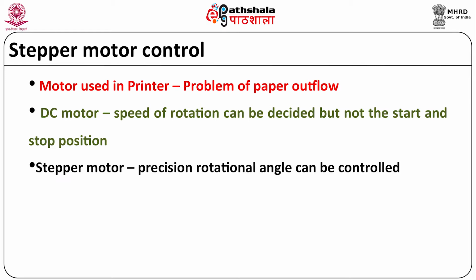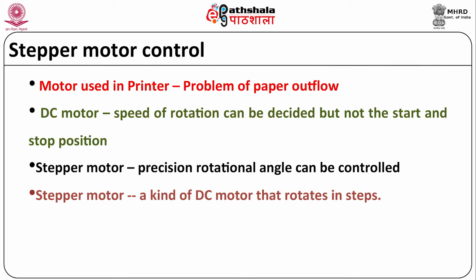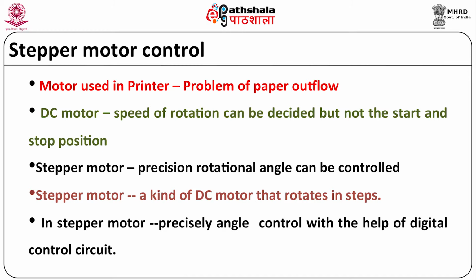A stepper motor control system is a circuit that provides the necessary current and voltage to a stepper motor so that it has a smooth operation. The stepper motor is a kind of DC motor that rotates in steps. The basic difference between a simple DC motor and a stepper motor is that through a stepper motor, it is possible to precisely position the control with the help of a digital control system.